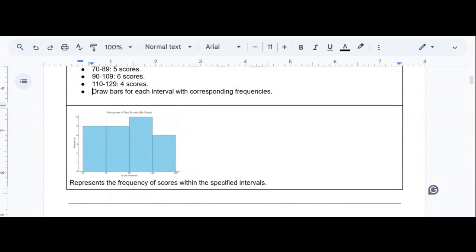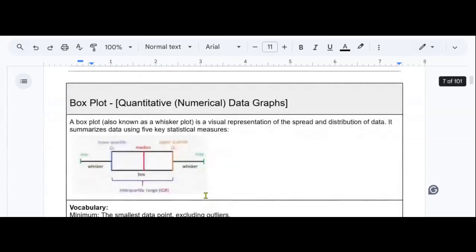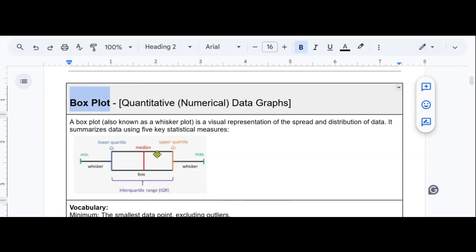So we are done with histogram. Do you know how to do histogram now? Yes. Right, so I'm testing you. I will test you. The next type of graph is what? Box plot. Okay? It's a little bit changed.